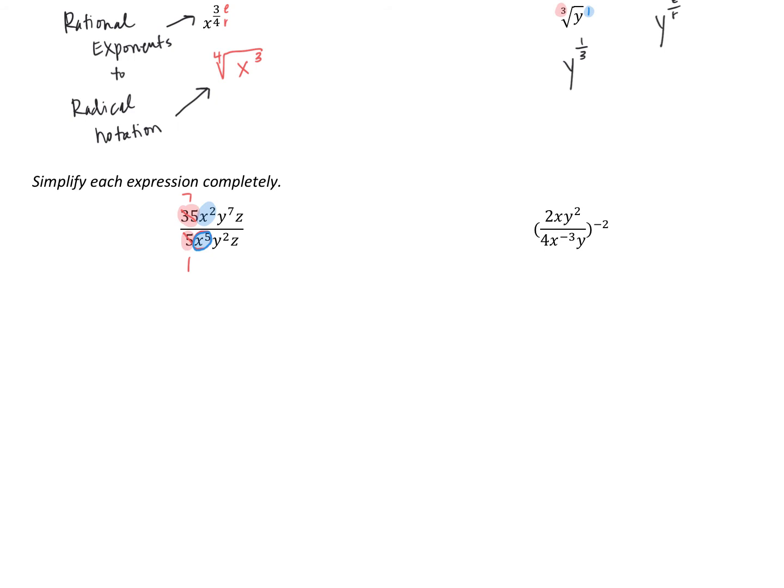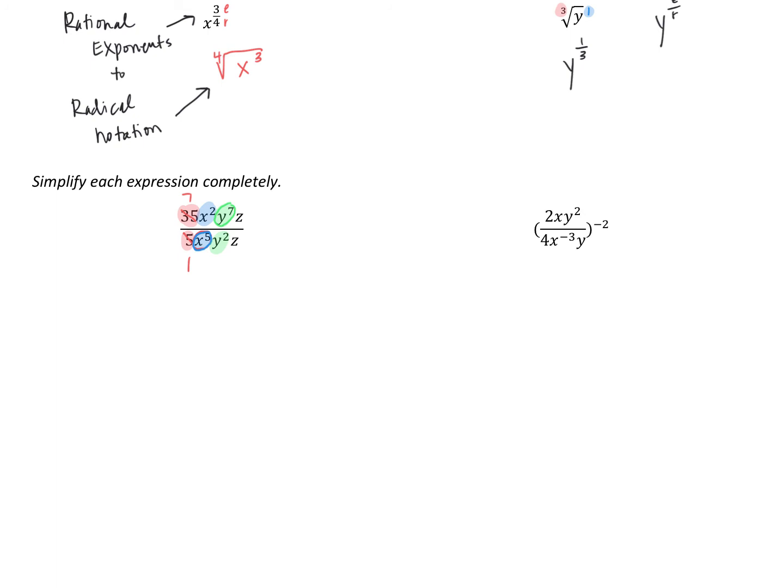Okay, if I look at the y's, I have a y to the 7th and a y squared. Notice there are more y's on the top, right? I have 7 y's multiplied by themselves on the top, and I only have 2 on the bottom. So that means more y's will be left on top after I cross out some y's.